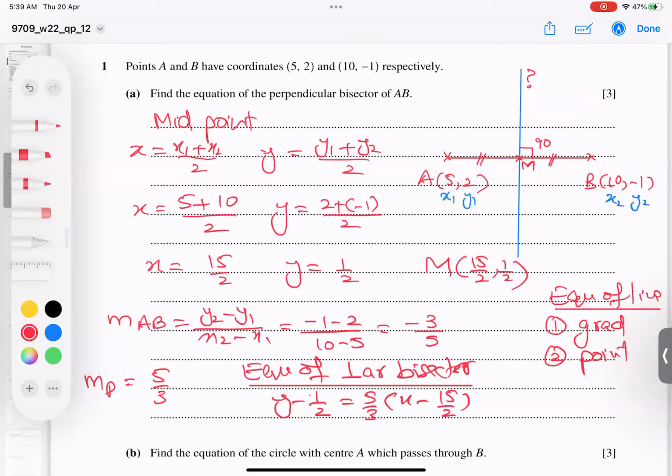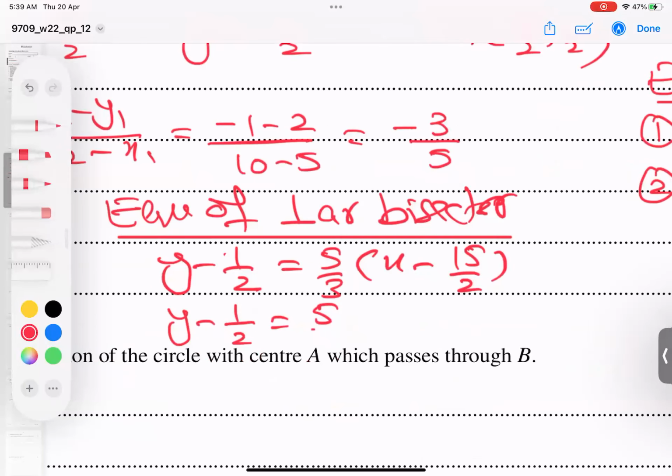Now we have to solve it. So first of all, y minus a half equals 5 over 3 multiplied inside, so I get 5 over 3 times x, minus 5 multiplied by 15, 3 multiplied by 2. So it gives us 75 over 6. Now you can see this very clearly.